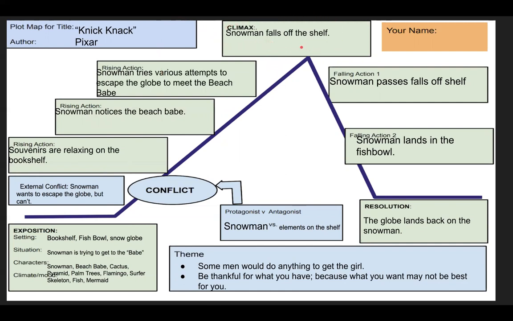The whole snow globe falls off, and is our highest point of tension because we're wondering what's going to happen. Is he going to survive? What can be coming next? And we know that he continues to fall.